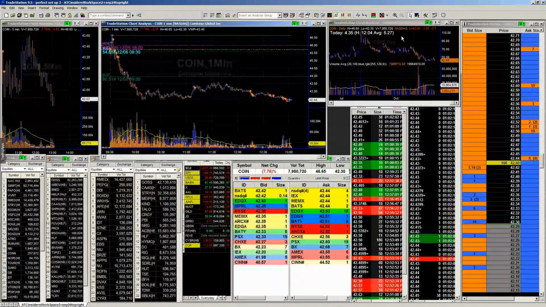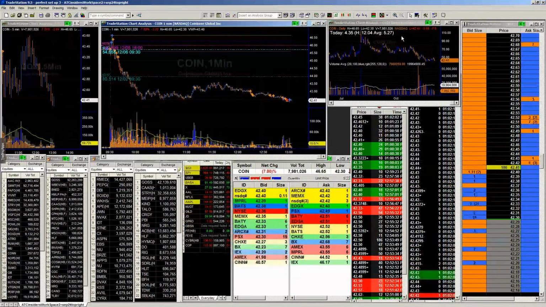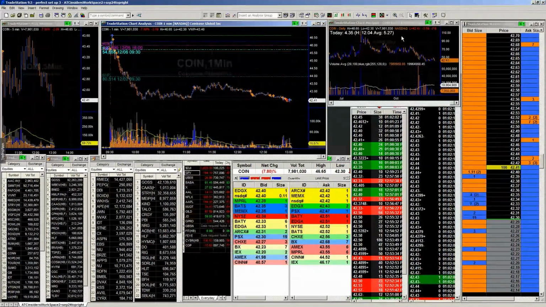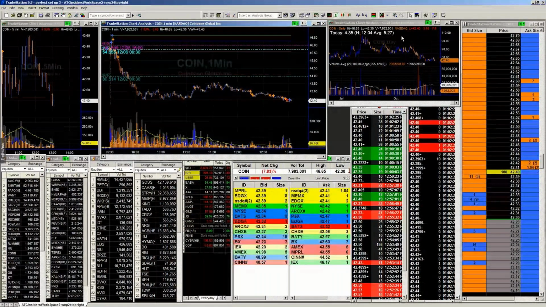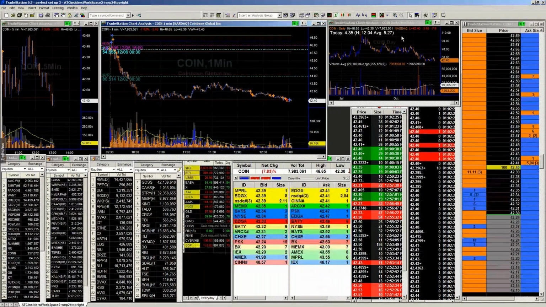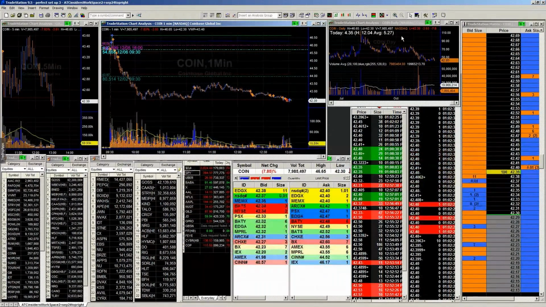So what do we know about this? Well, number one, if I'm going to short this, what has to happen for me to have a high probability trade? What has to happen for me to even think about being able to short this? And this is all based off the puzzle.